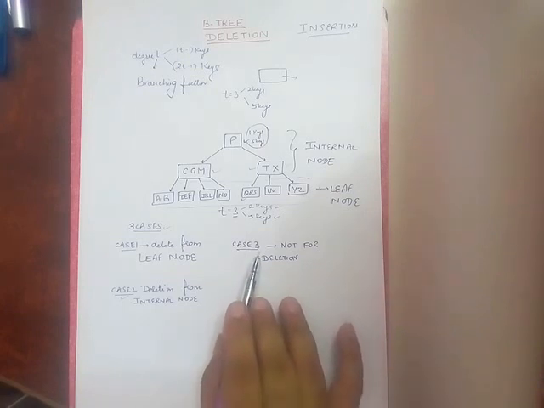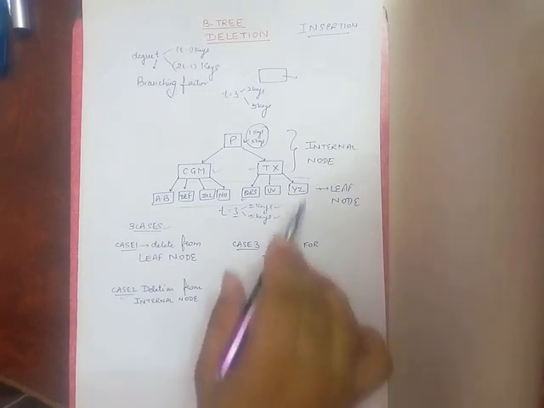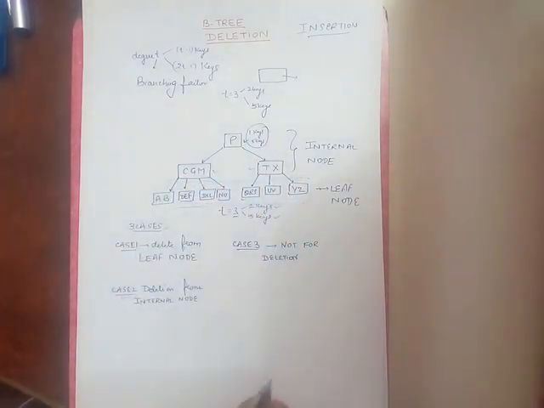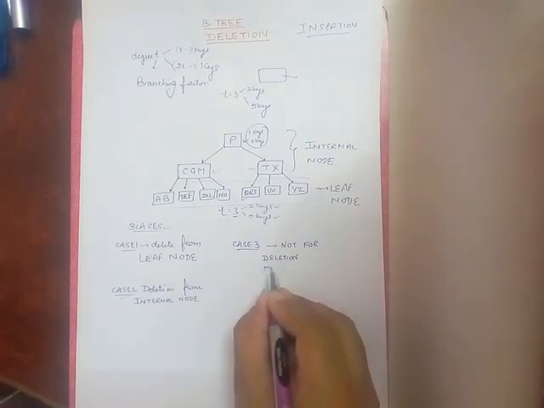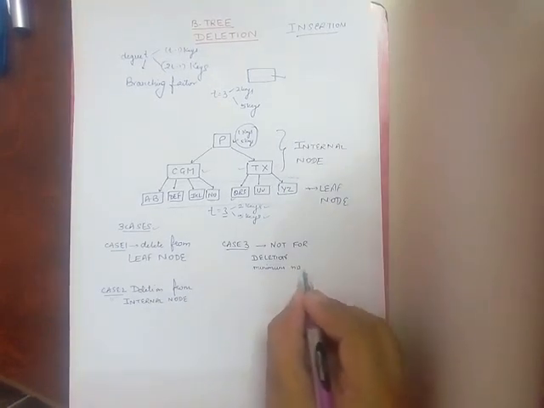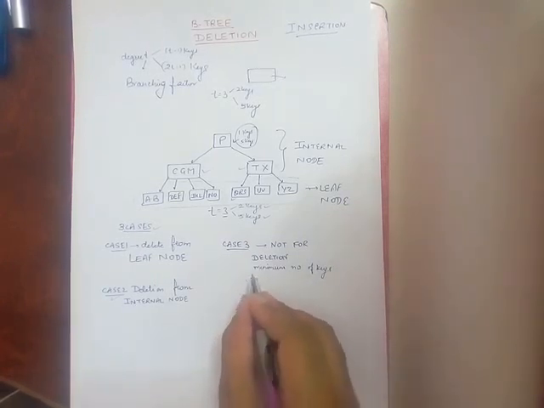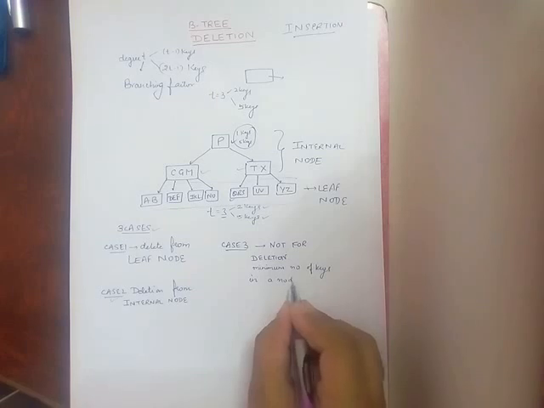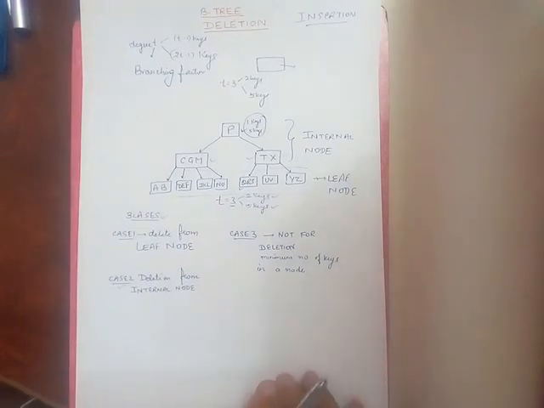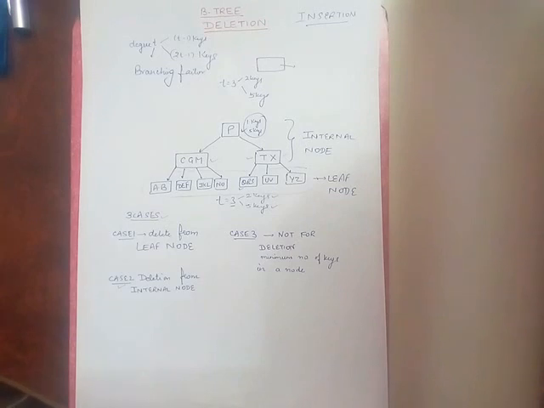Case 3, which we consider, is not for deletion. With the help of case 3 we are not deleting any key, but it solves the problem of having the minimum number of keys in a node. I will explain these cases with the help of an example, and then I will tell you how it is working. Okay, the procedure will be explained with the help of examples only.